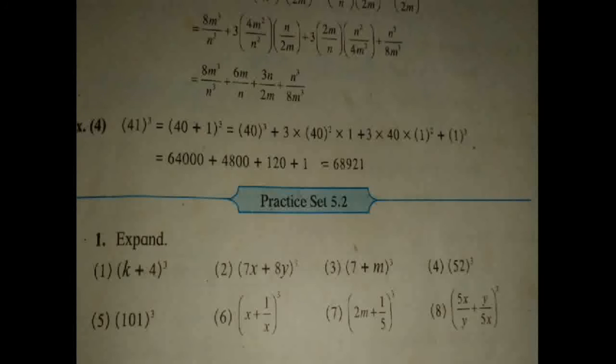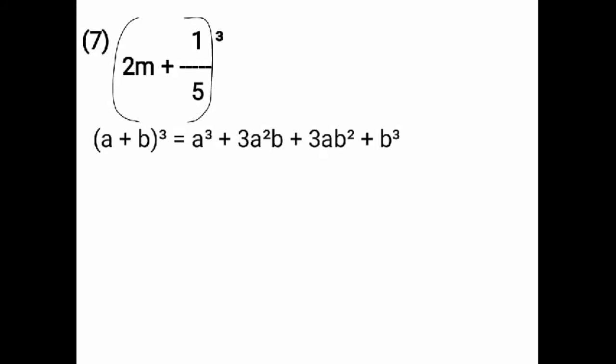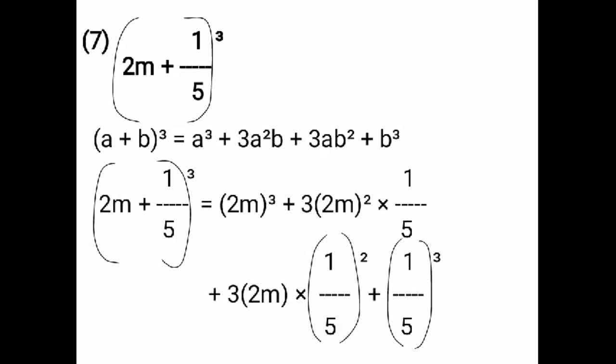Next, 2m plus 1 upon 5 the whole cube. A plus b the whole cube is equal to a cube plus 3a square b plus 3ab square plus b cube. You have to understand which is a and which is b after doing many sums. 2m plus 1 upon 5 cube is equal to 2m cube plus 3 into 2m square into 1 upon 5 plus 3 into 2m into 1 upon 5 square plus 1 upon 5 cube.